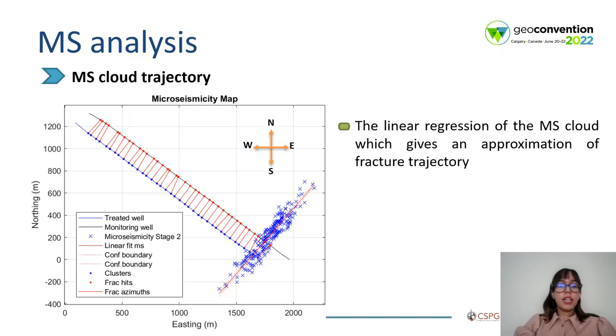For this analysis, we first plotted the microseismic events in space with the wells to visualize the microseismic cloud. Then we added the linear regression of the microseismic cloud, which is the red line in this case. The linear regression gives an approximation of the fracture trajectory according to the microseismic events.